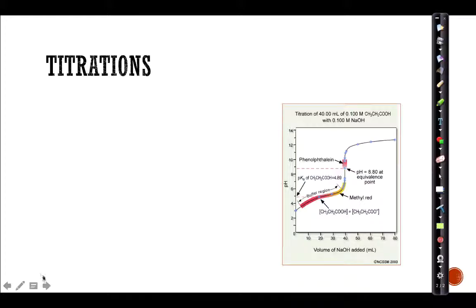All right, so titrations. There are some very important things for you to know about titrations and titration curves. So first of all, the end point is the point at which the indicator changes color. So you'll pick an indicator and maybe you'll start off with a clear solution and it will turn pink when you get to the end point. That's the point where you stop titrating because you are right about at the equivalence point.